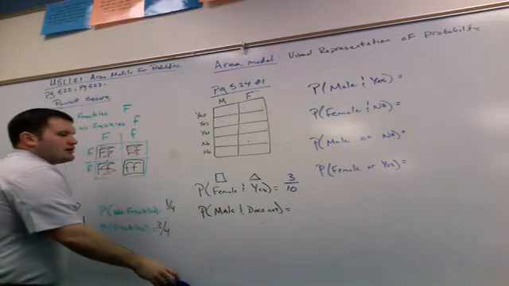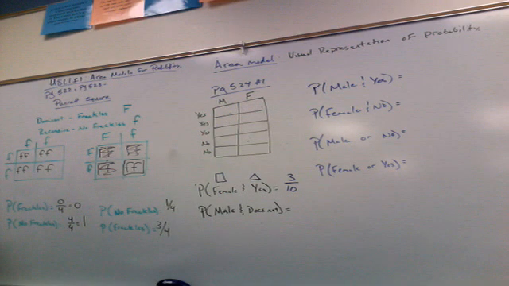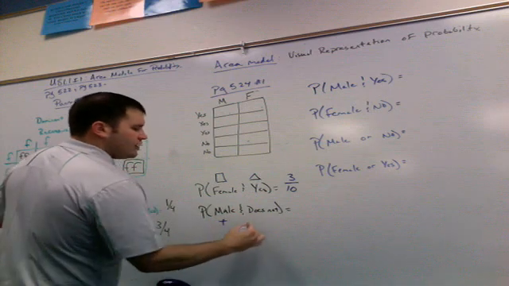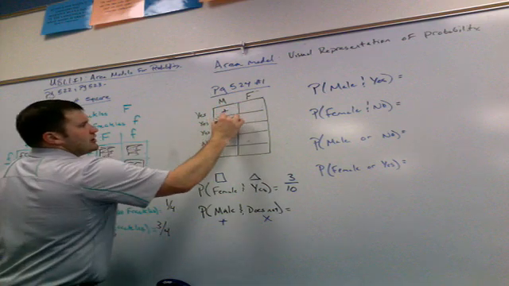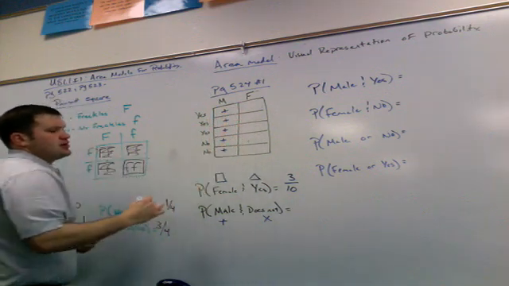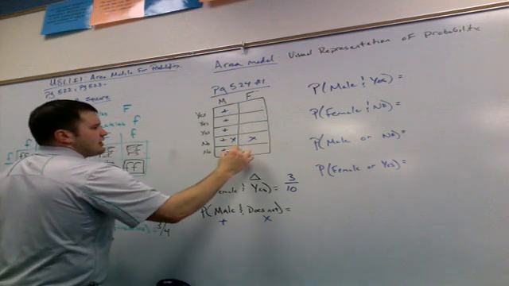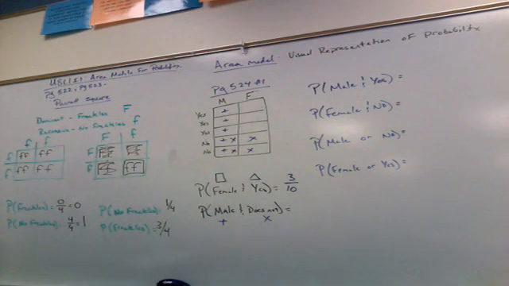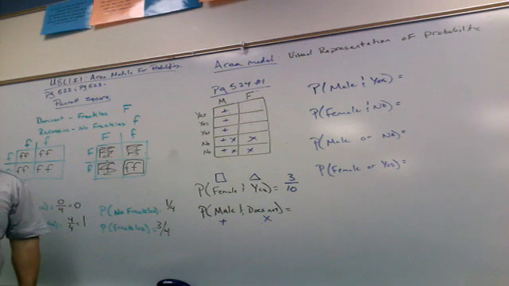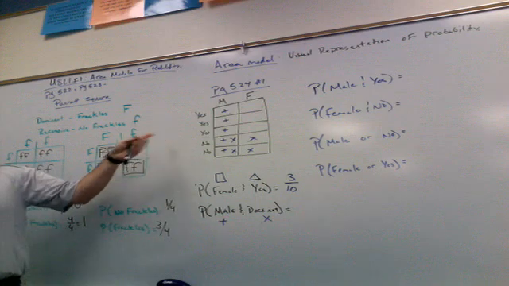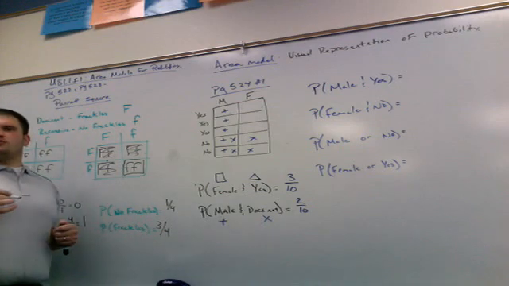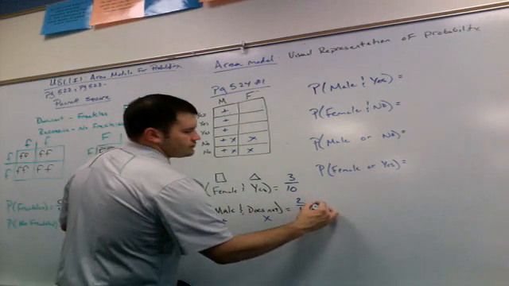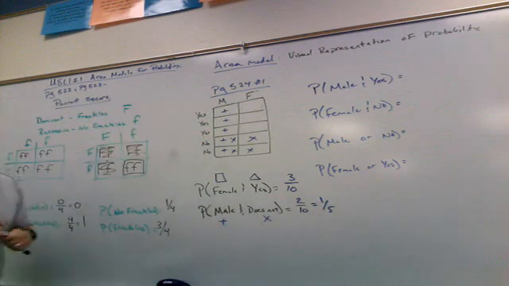Okay. Next one. Male and does not sing in the shower. So for male, I'm going to put a plus sign. For does not sing in the shower, I'm going to put an X. Okay? So for male, plus, plus, plus, plus, plus. Does not, X, X, X, X. So if I'm looking for male and does not sing in the shower, I'm looking for the pluses and the X's. So how many pluses and X's are there? 2 out of 10. What does 2 out of 10 reduce to? 1/5. Does that make sense?